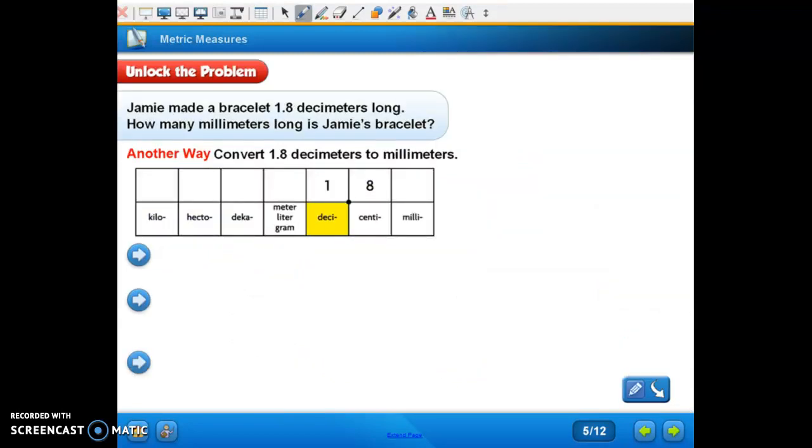Okay. We're moving on to page 424. At the top, another way. Jamie made a bracelet that is 1.8 decimeters long. How many millimeters long is Jamie's bracelet? So we're going from decimeters to millimeters. Which one of these is bigger? Decimeters, right? So decimeters is larger than millimeters.